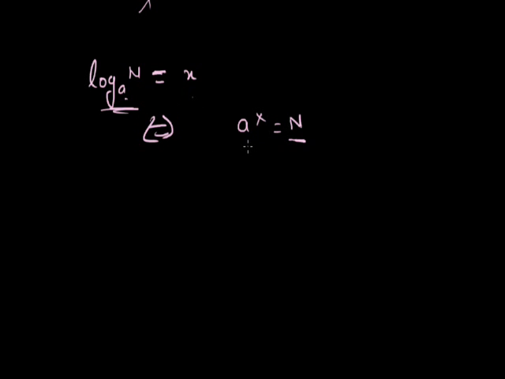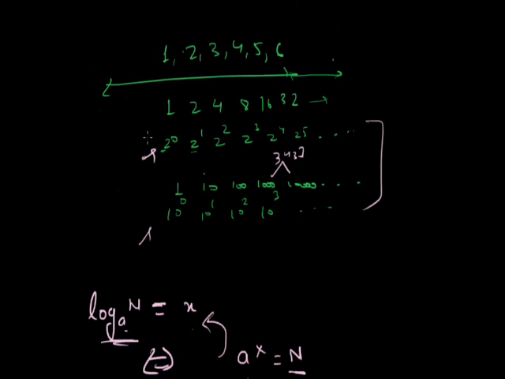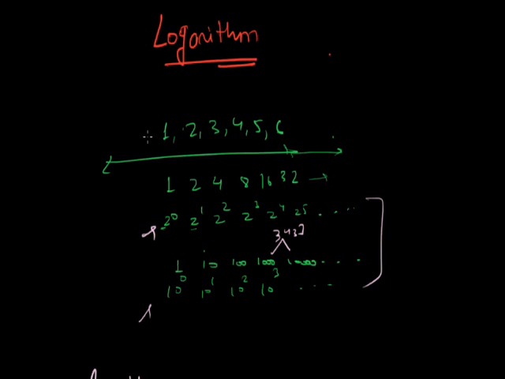Now a raised to power x, we are getting n. In the logarithmic way, we write it in this way. We are not aware of the power, so we write it this way. So if I look again at the scale, this is again written in logarithm. So I can say 2 raised to power 0 is 1, 2 raised to power 1 is 2, 2 raised to power 2 is 4, 2 raised to power 3 is 8.